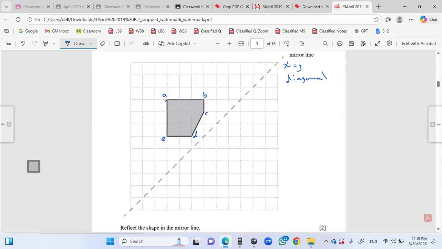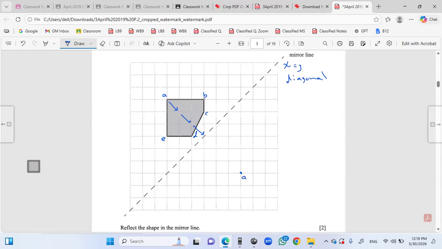But let's do this. Let's start with reflecting A. It moved here one square diagonal, two squares, three squares diagonal. Then continue after the middle line. One, two, three. It is here. And this point is A.